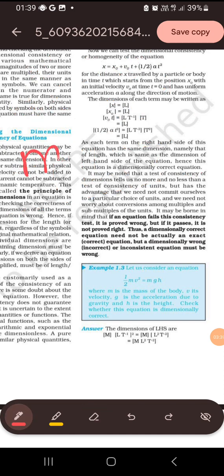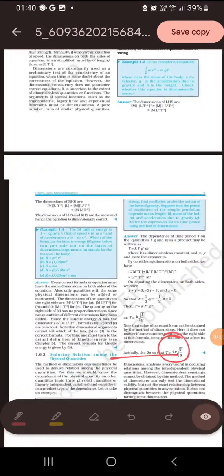Yes, mgh. M you can represent as capital M. G is acceleration due to gravity. So what is the dimension for acceleration? L t power minus 2, and for height it is also L, so we can write M L square t power minus 2. So both are the same, so we can prove LHS equal to RHS. This is also a form we can be asked in NEET.